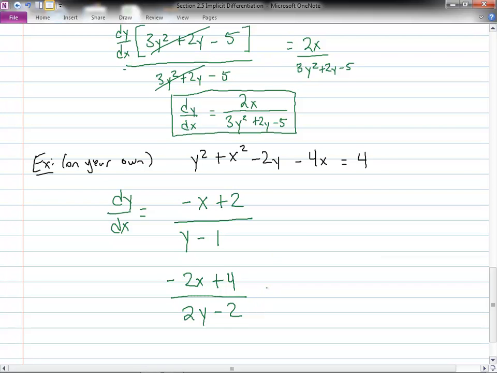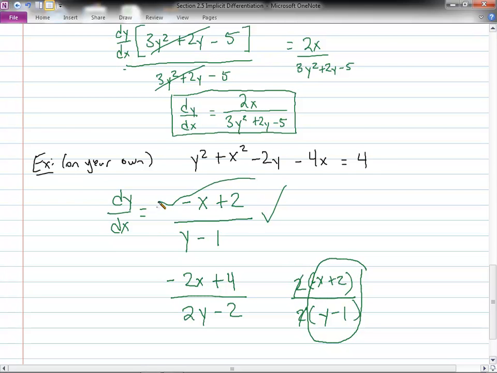Okay, well, guess what? Those are the same thing, right? Those are equivalent because what can you do on this one? You can factor out a 2, and you're left with negative x plus 2. On bottom, you can factor out a 2, you're left with y minus 1. So they were both correct in the sense that they represent equivalent functions. But which one is the simplified version? The top one. That's the worst box I've ever drawn in my life. But that's the correct answer.